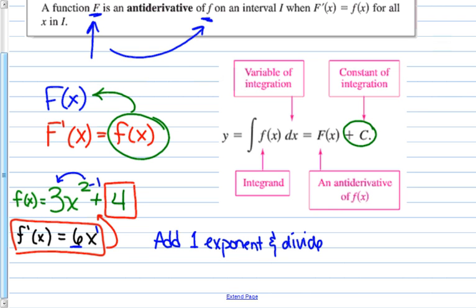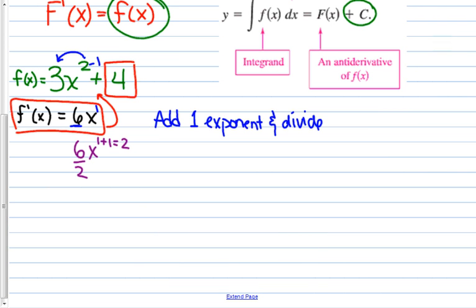Okay, so let me go backwards. So now I'm doing the antiderivative. So let's see, 6x, I'm going to add an exponent. So that's 1 plus 1, so it's 2. And now I'm going to divide by my new exponent. Okay, I'm doing the antiderivative here, people. And I get 3x squared. Now, what is different between my antiderivative and the original equation? Hopefully you're thinking, oh, well, the 4 is not there. Right. There was a constant in the original equation, but when I worked backwards, I lost that constant.